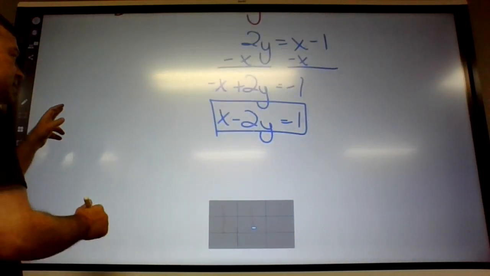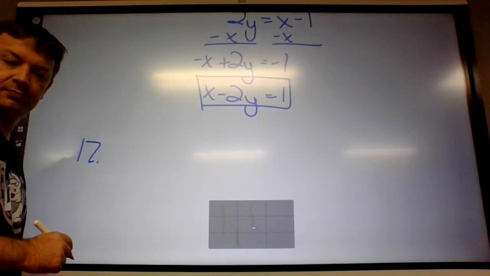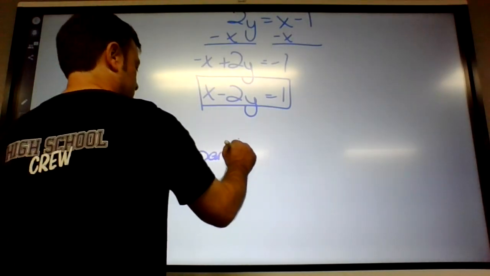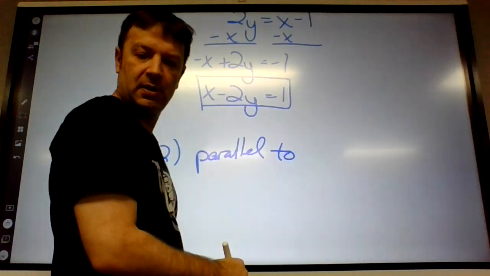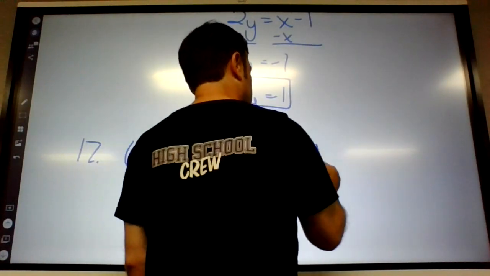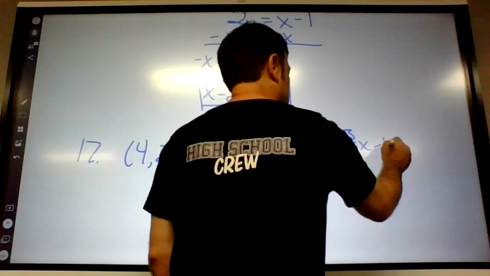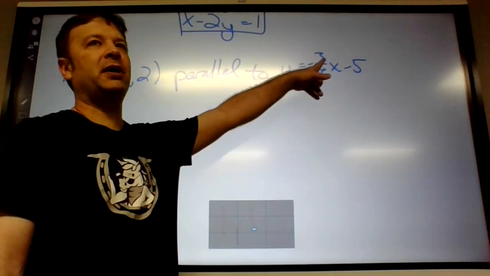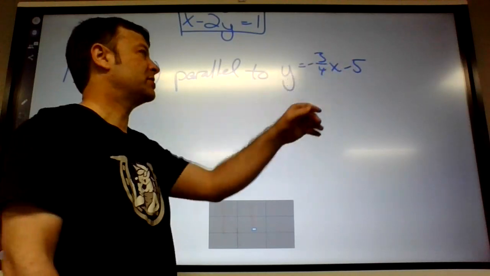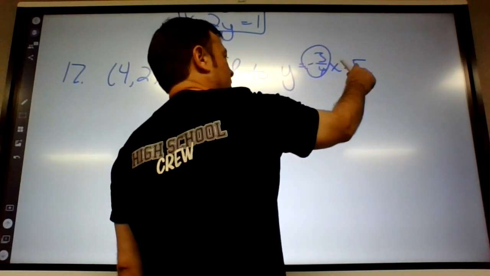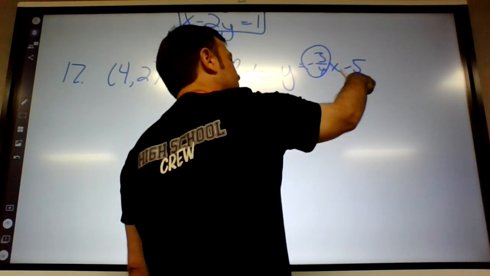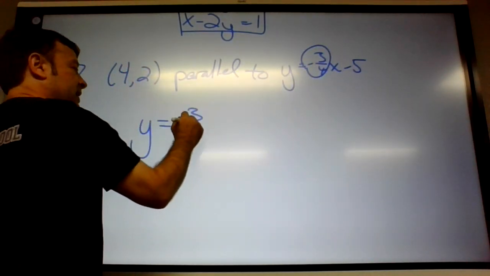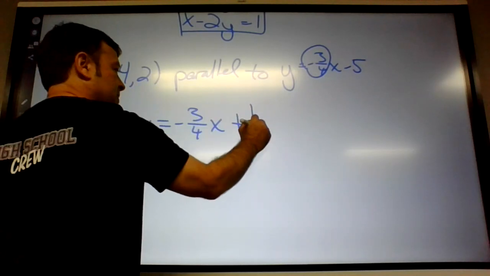Okay, number 17. Y equals -3/4 x minus 5. If we want a line parallel to this line, what does that tell us? Same slope. Are we gonna use this -5? No, just their slope. So in our equation, we're gonna have y equals -3/4 x plus b.